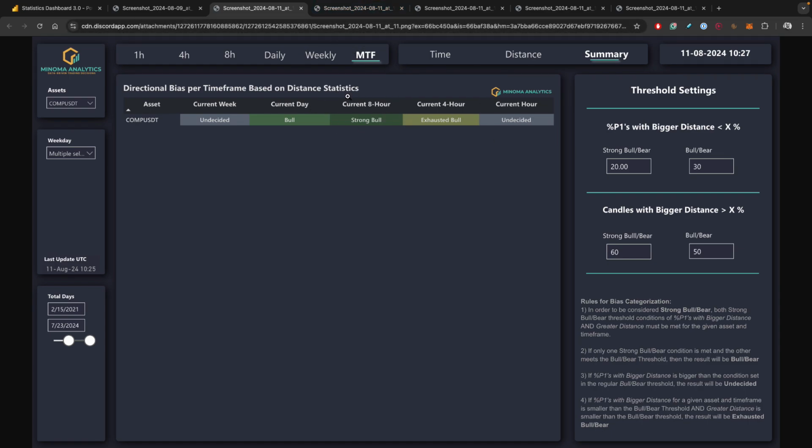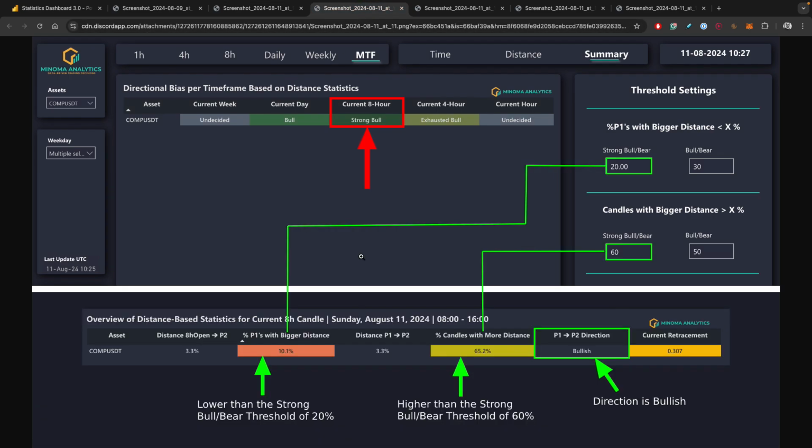So right here we have 8-hour strong bull. Once again, we know that this must mean that the 8-hour value here from P1's bigger distance must be smaller than 20%, and this one must be bigger than 60%, so the candles with bigger distance. If we look into that, this is exactly what we can see. So we're looking at the 8-hour right here. We can see that P1s with bigger distance, at the time of the values, is lower than the strong bull bear threshold of 20%. So this one is being met. And this value right here, the candles with more distance, is higher than the strong bull bear threshold of 60%. This is also being met.